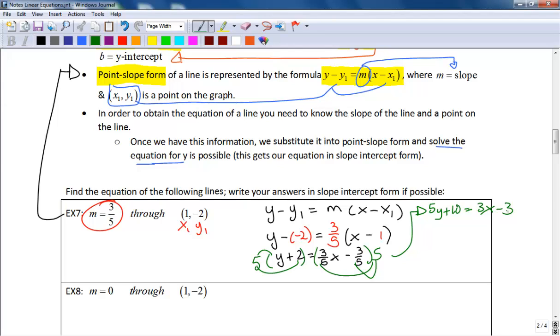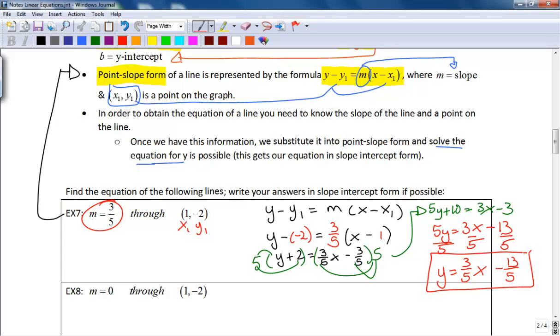Now I don't have a fraction. The problem is less intimidating, so just solve for y. If I move 10 over here to the right, I get 5y is equal to 3x minus 13. Divide both sides by 5 in order to solve for y, and I get that the slope-intercept form of this line is 3/5 x minus 13 over 5.